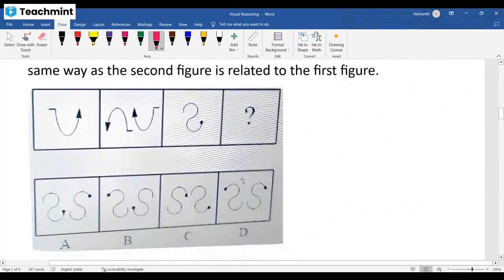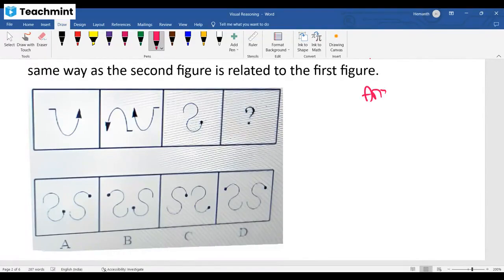Next one, analogy. First two diagrams, some logic. The same logic we have to apply for next two diagrams. Analogy concept. In that visual reasoning video, I gave you series analogy as well. But here they are asking this type of questions in your exam. Analogy can be very easy. Some difficult questions also they can frame. Now see this.